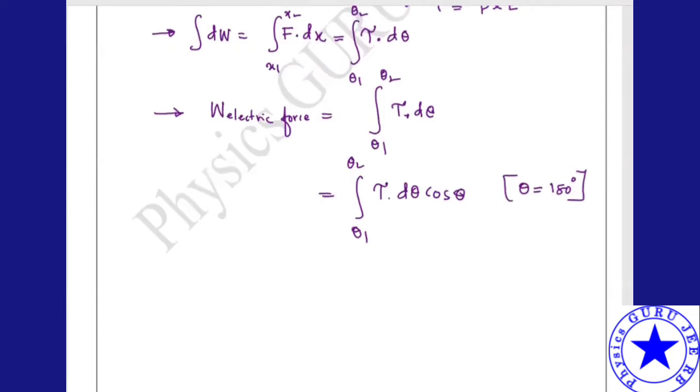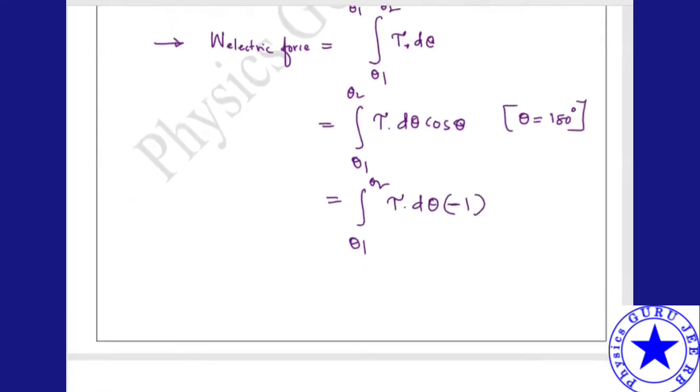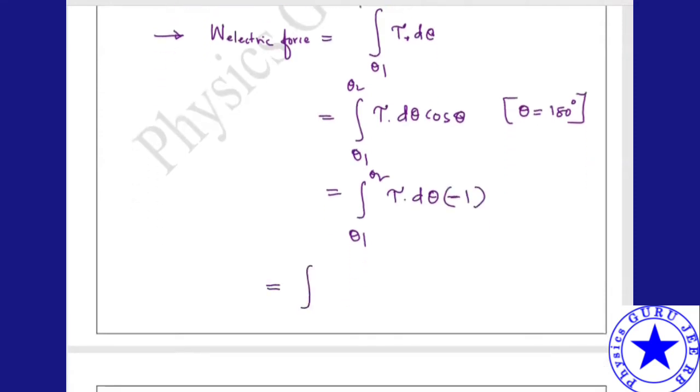So if I substitute 180 degrees there, then integral of theta 1 to theta 2, tau into d theta into cos of 180 degrees, which is nothing but minus 1. Or simply I can take minus 1 outside. Then I'll be writing integral theta 1 to theta 2, minus tau into d theta. This is nothing but work done by the external electric force. Hope till this point it is clear, right? Now from here onwards we'll proceed.